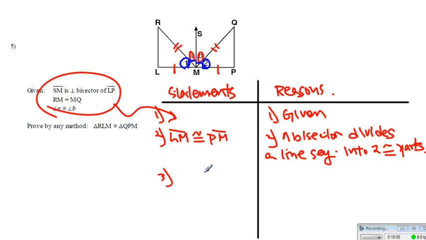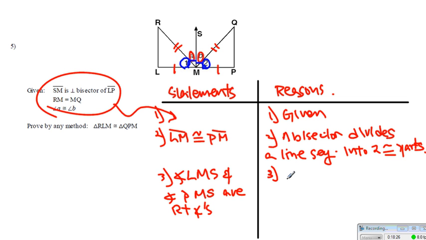Now, number 3, we have to also realize that angle LMS and angle PMS are right angles. Because number 3, we get to realize that perpendicular lines form right angles.